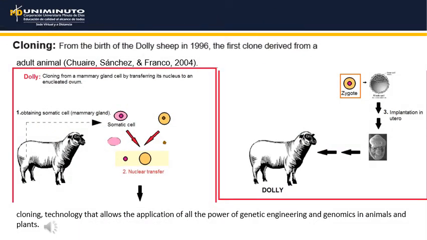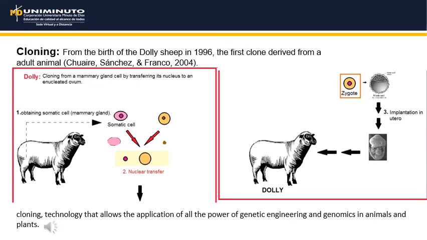Cloning. From the birth of Dolly the sheep in 1996, the first one derived from an adult animal, Church, Sanchez and Franco, 2004. Cloning is a technology that allows the application of the power of genetic engineering and genomics in animals and plants.